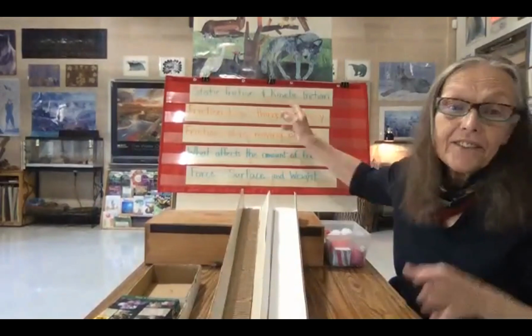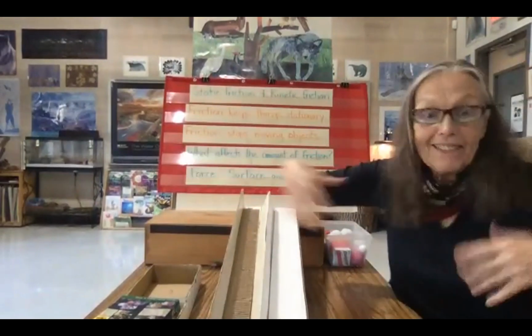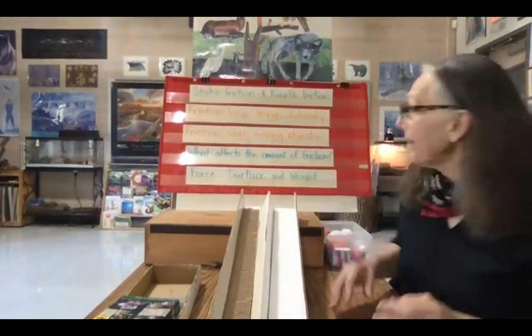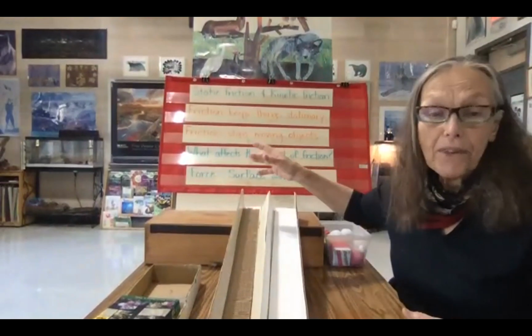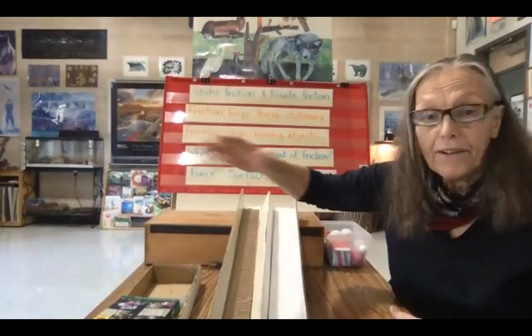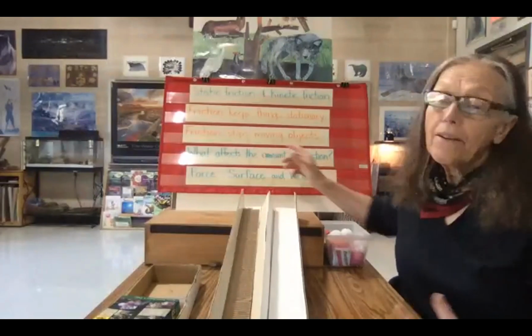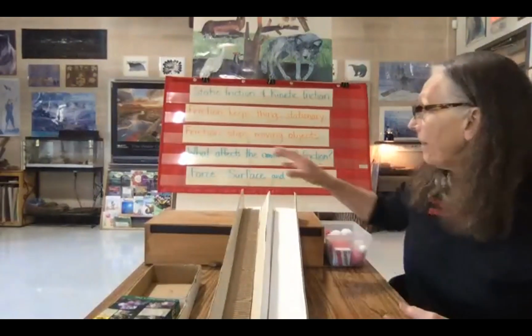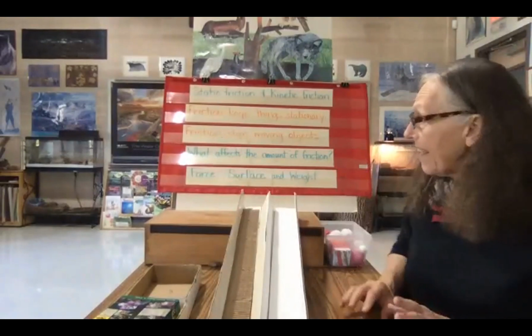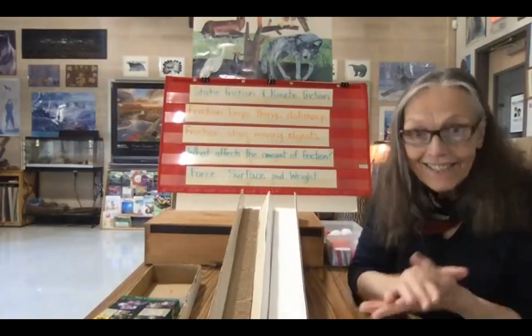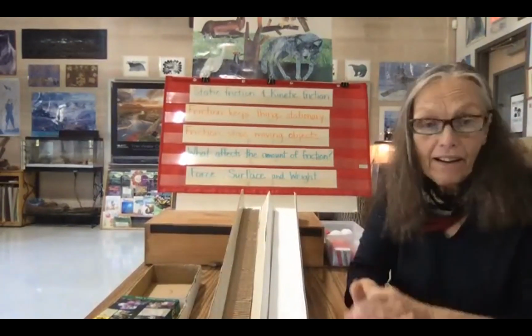Friction keeps things from moving, otherwise they'd just be sliding all around or floating away, and it stops things that are moving from continuing to move. The amount of friction is dependent on the amount of force exerted, the surface on which the object is sitting, and the weight of the object.